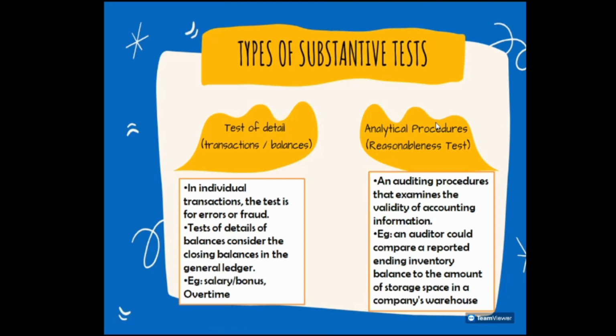For analytical procedures or reasonableness test, it is an auditing procedure that examines the validity of accounting information. For example, an auditor could compare a reported ending inventory balance to the amount of storage space in a company's warehouse. Another reasonableness test is to compare a company's gross margin percentage to the same percentage for other companies in the same industry. So that's all under substantive tests, which are common audit procedures, and two types of substantive tests.